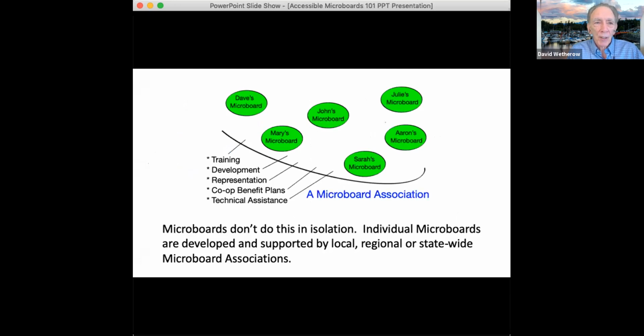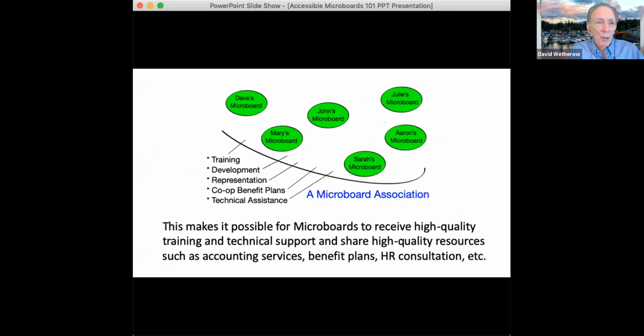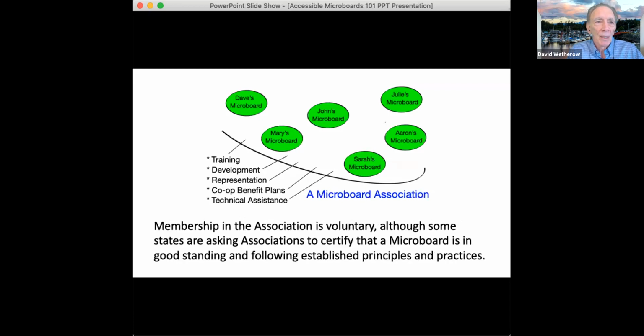Microboards don't do this in isolation. They're almost always developed and supported by local or regional or statewide microboard associations that provide training and development and representation, and sometimes co-op benefit plans and technical assistance. So it makes it possible for microboards to receive high quality supports and high quality resources like accounting services, benefit plans, human resources consultation, and so on.